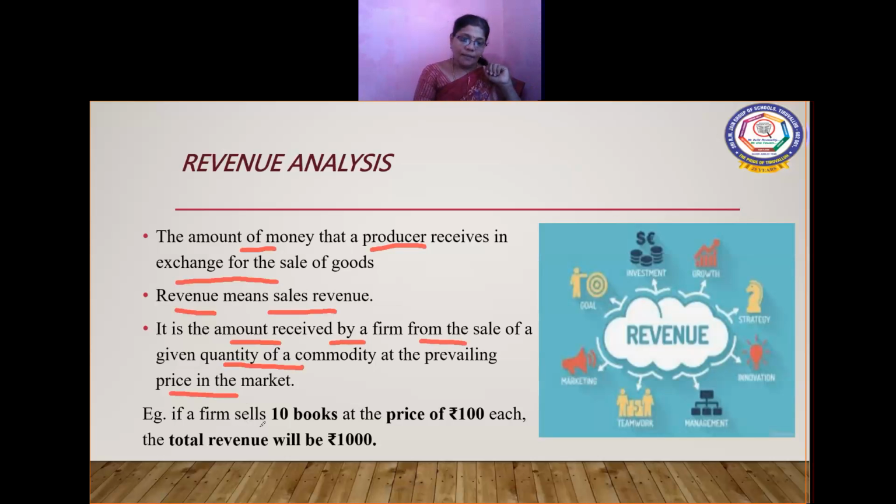So for example, if a firm sells 10 books at a price of 100 each, then the total revenue of that firm will be rupees 1000. So that is price into quantity, 100 into 10. The firm will receive 1000 rupees by selling 10 books.